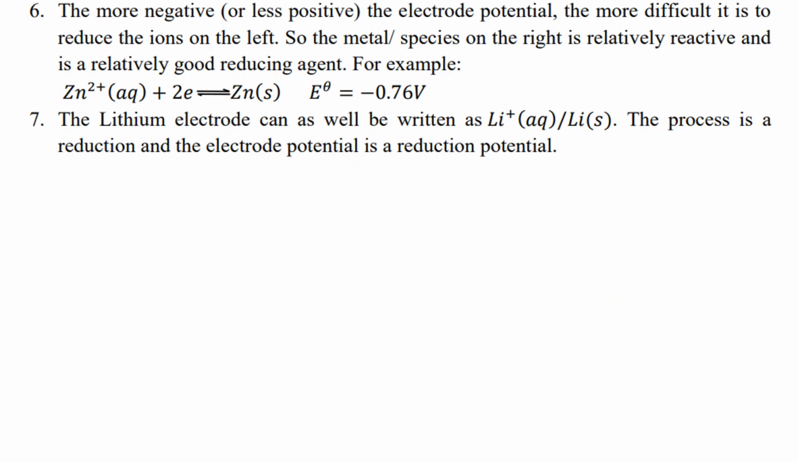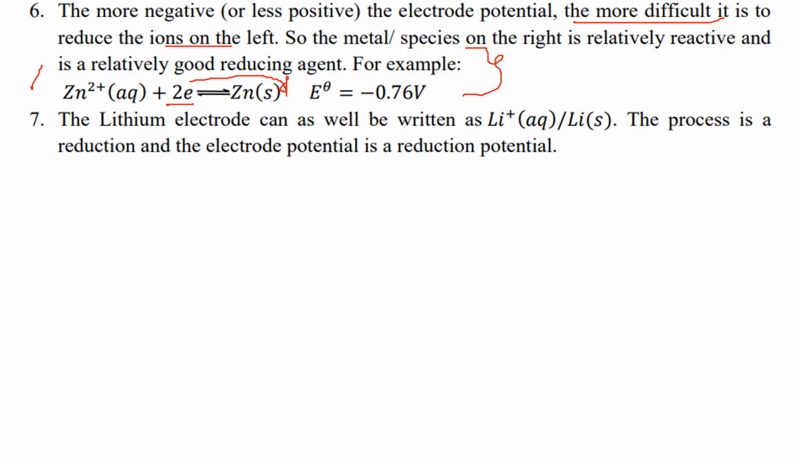Now looking at note number 6, we are going to say that the more negative or less positive the electrode potential, the more difficult it is to reduce the ions on the left. Like I said, you're going to be handling this in the next video, and we shall look at the examples to bring it out clearly. What you should notice, as I told you, is that if you have electrons on your left hand side, that's going to be a reduction equation. And if you have electrons on your right hand side, that's going to be an oxidation equation or oxidation reaction. That's what you should note.